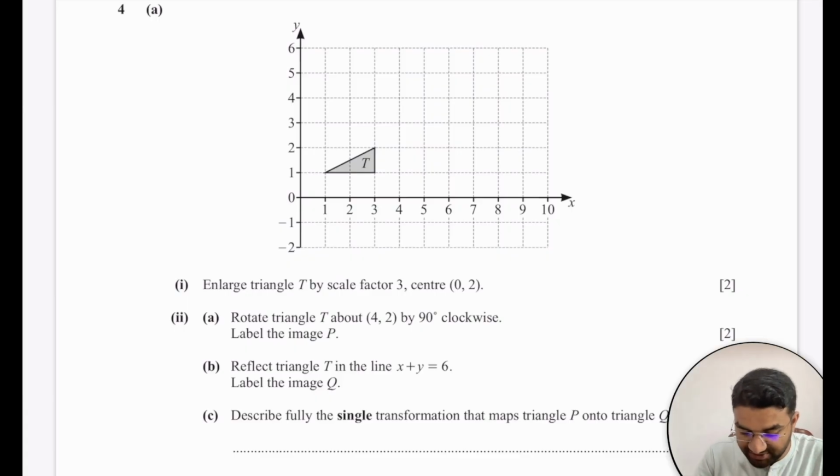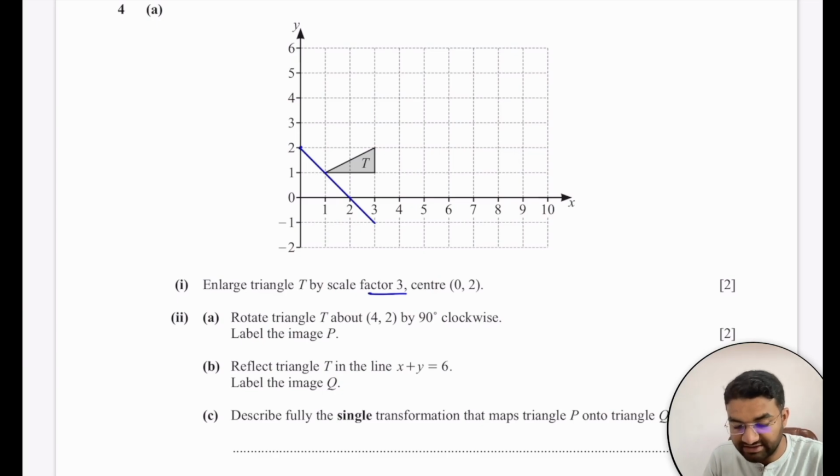So here, the first part: enlarge the triangle T by scale factor 3, center (0, 2). So 0 comma 2 is here. So you have to extend this. You have to firstly draw the line like this. Fine, you will get a straight line.